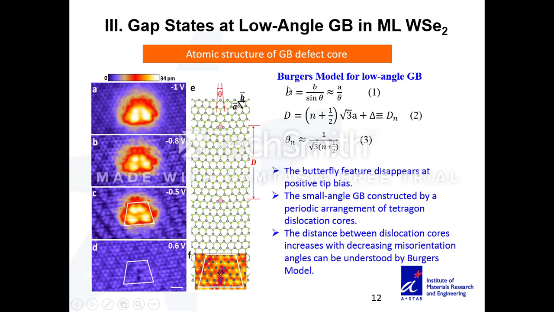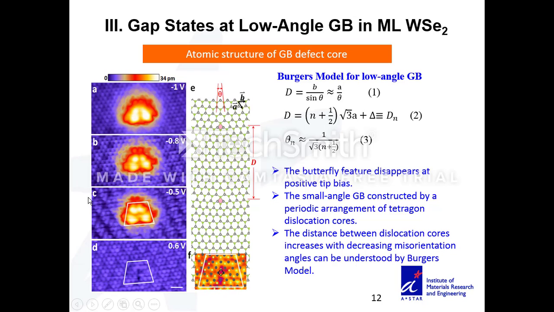So this angle dependence can be understood with the Frank model for low angle grain boundaries. So you can just refer to our paper for more details. And I'd like to just concentrate on the change of the electronic property here.